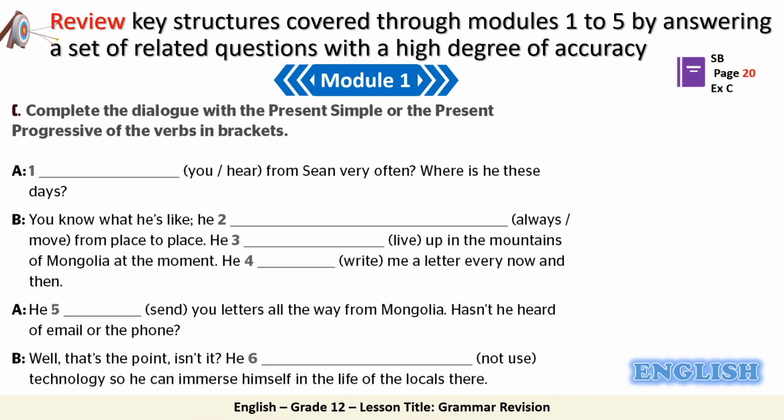So let's get started. We will begin with activity C in your student's book, page 20. Your task is to write the first 6 bracketed verbs in the present simple or the present progressive. So please pause this video here for a while and do the task.